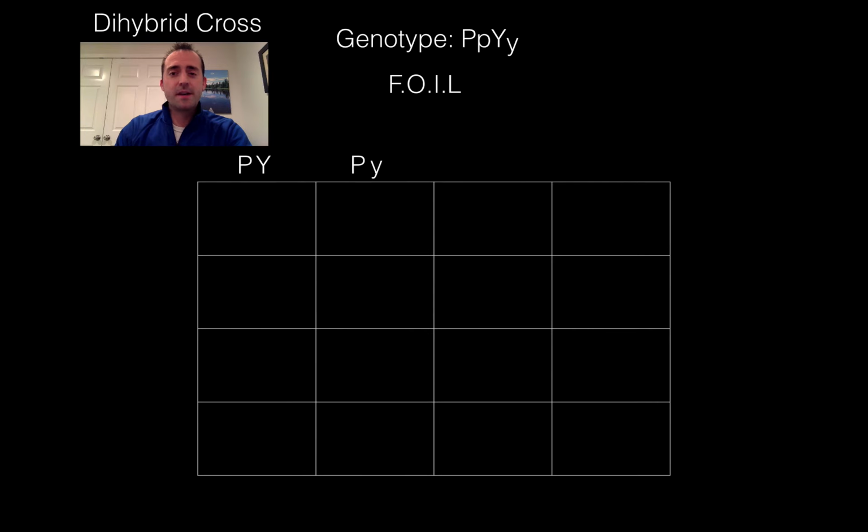The I stands for inner. This will take the little p and the big Y, the two inner letters of our genotype. That will be our third combination. And finally the L stands for last, which will be our little p, little y, our last and final combination. So we have four possible gene combinations for four possible gametes given by this one parent.